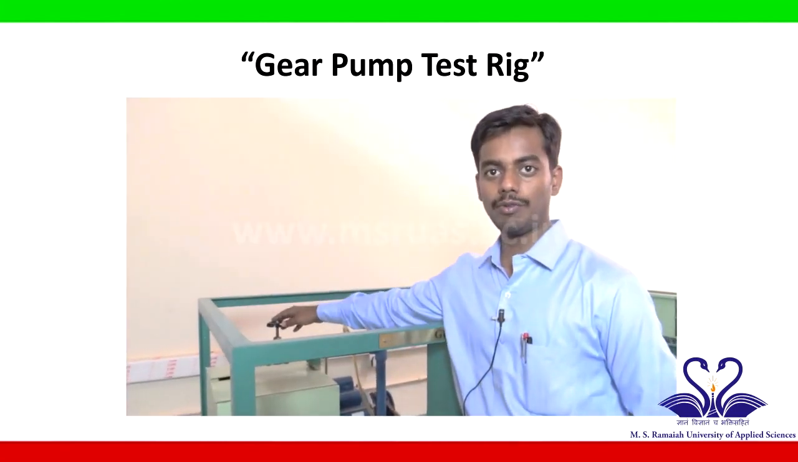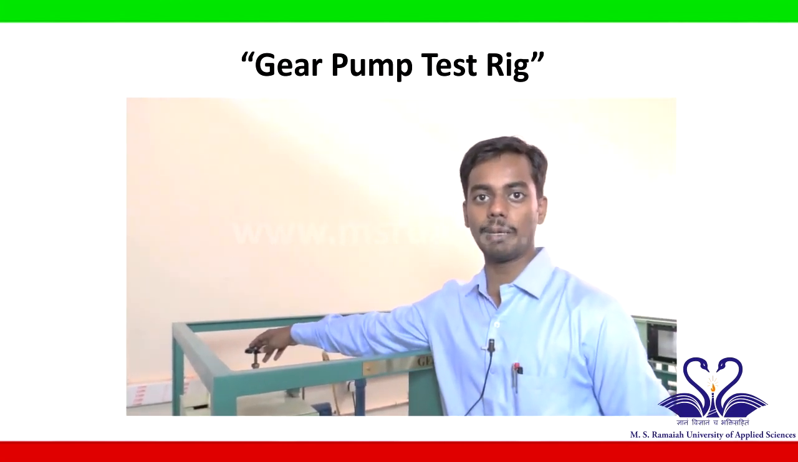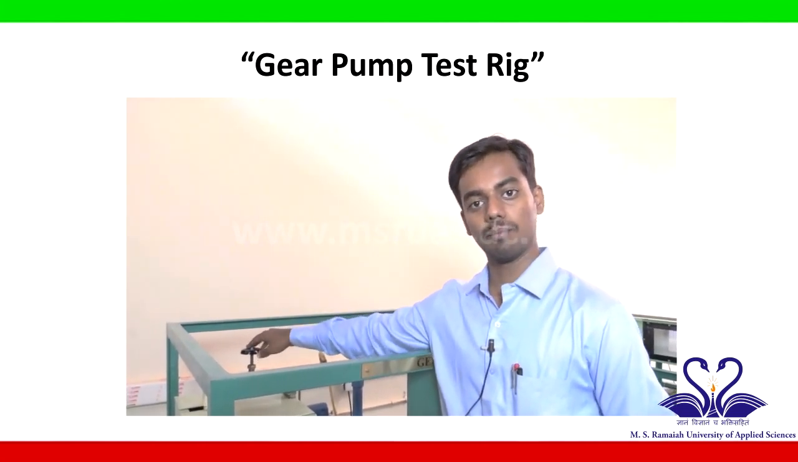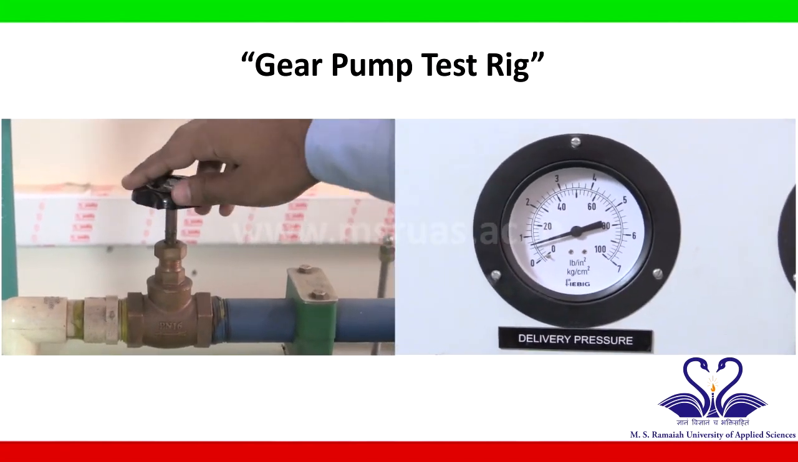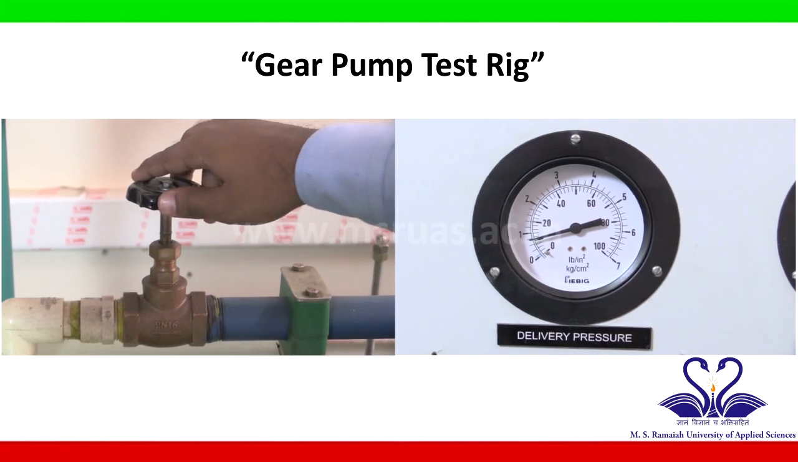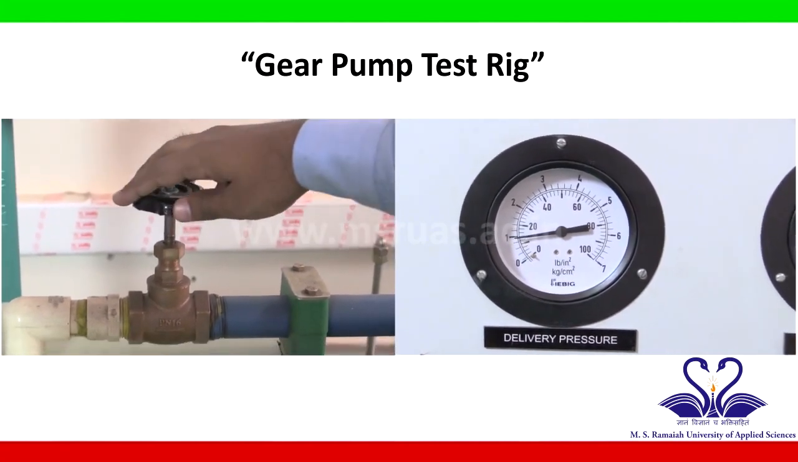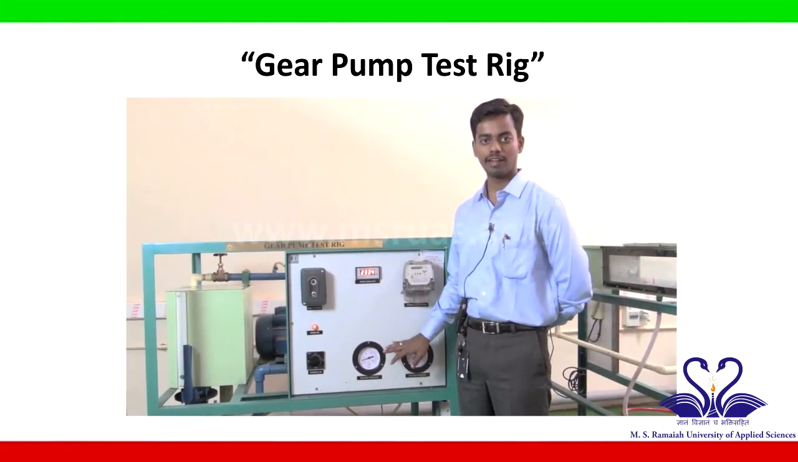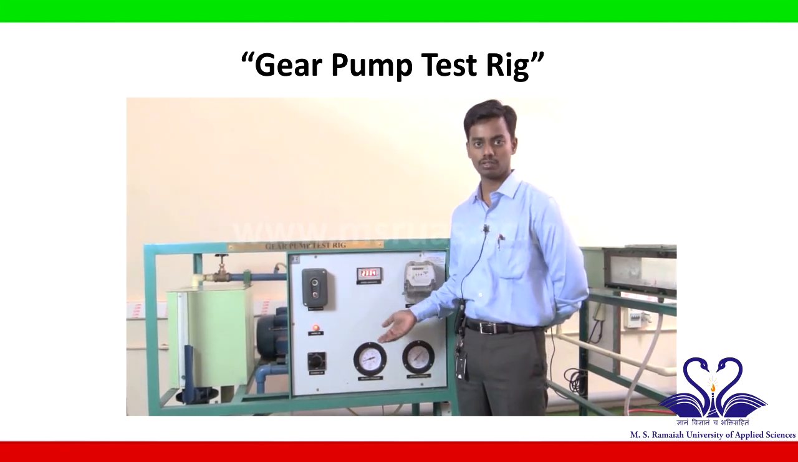Now the delivery valve can be closed so that we can have a different delivery pressure of the pump. So by doing so, we can take many number of readings. Once all the readings have been taken, now we can stop the pump and repeat the same procedure for different speeds of the pump.